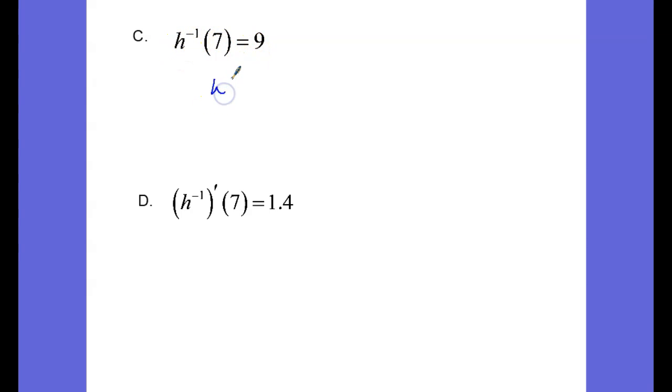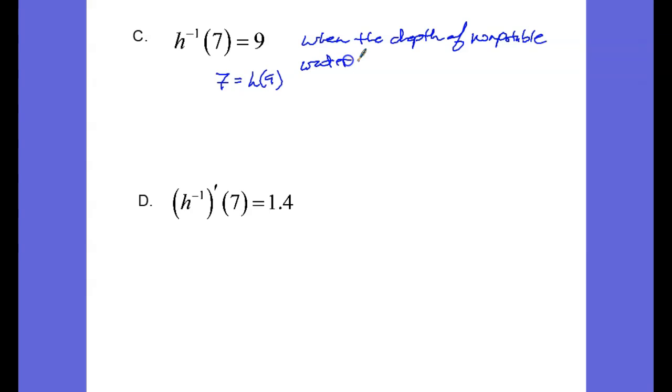So this corresponds to 7 equals h of 9. So 9 is going to be hours, and 7 is going to be the depth at that time. So we could say that when the depth of non-potable water is 7 feet, then 9 hours have elapsed. And finally, we have the derivative of the inverse.